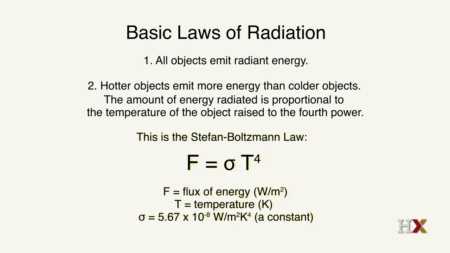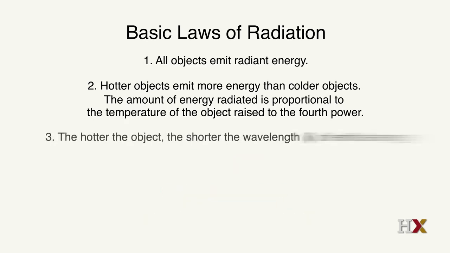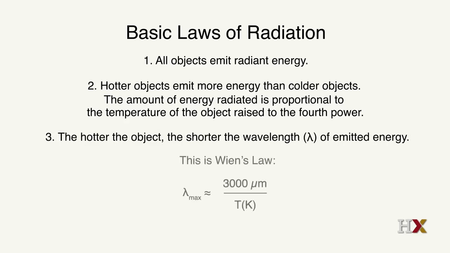We have a simple equation here, where F is the flux of energy measured in watts per meter squared, T is temperature raised to the fourth power, and sigma is a constant that is universal across all black bodies. The last thing we need to know is that objects that are hotter emit light at shorter wavelengths. This is called Wien's law, where the wavelength of light equals 3,000 divided by the temperature in Kelvin.